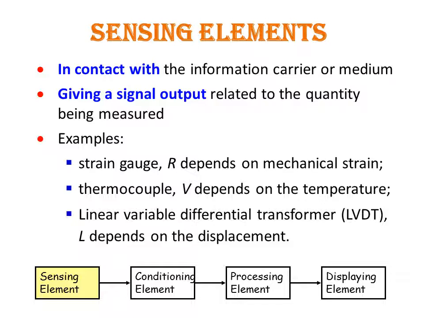Here we can see the examples. If it is a strain gauge, then it gives resistance depending on the mechanical strain. If it is a thermocouple sensing element, it gives voltage depending upon the temperature. If it is an LVDT, linear variable differential transformer, it gives an output that depends on the displacement. These are the different examples of sensors or sensing elements, which are the first basic block of your measurement system.